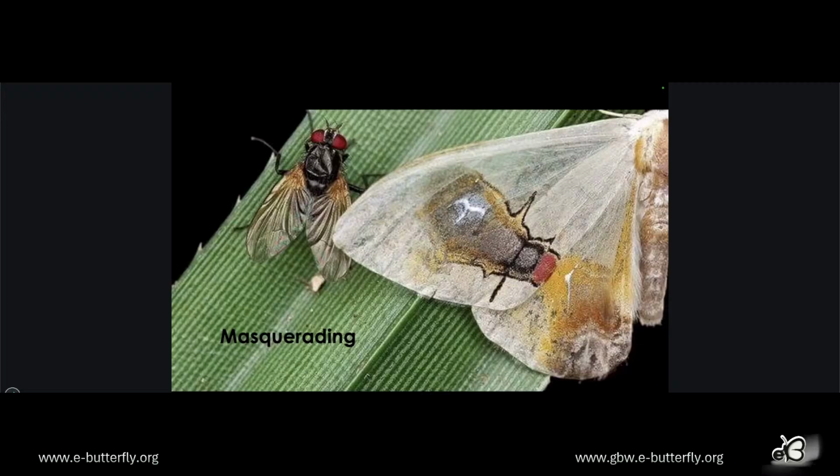Other types of strategies. This is a moth that was found outside my hotel room in Malacca, actually in Malaysia, in the highlands. It's an amazing example of masquerading, where this moth is quite visible, its wing patterns. It's not trying to blend in, but it's trying to pretend it's something it is not. Like in this case, a fly that's feeding on bird poop.